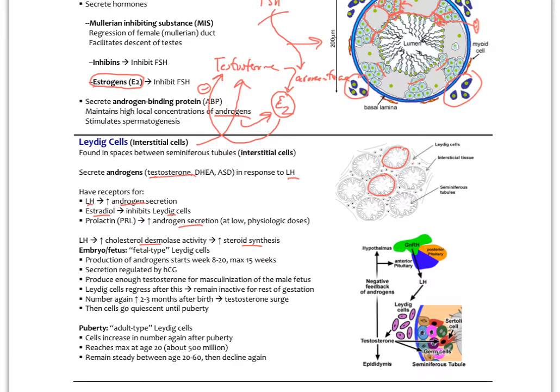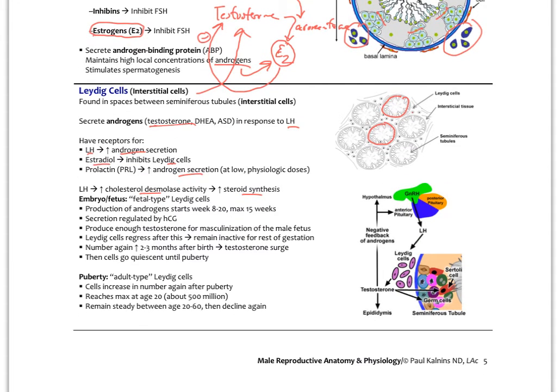In the embryo and the fetus, there are Leydig cells that we call fetal type Leydig cells, and the production of androgen starts around week 8 to 20, with a maximum around week 15 of embryonic development. These Leydig cells are not regulated by LH, but by HCG, human chorionic gonadotropin, which comes from the placenta. And they produce enough testosterone to actually cause masculinization of the male fetus. After around week 20, the Leydig cells begin to regress and remain inactive for the rest of gestation. Then they increase again a couple months after birth. There's another testosterone surge, and then the cells go quiet after puberty. That's probably to help brain development.